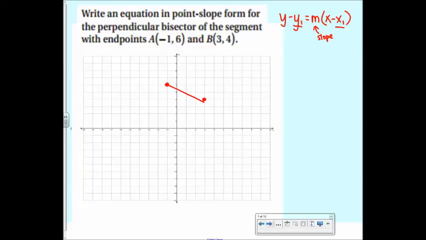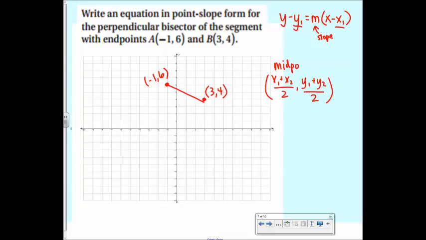So how would I do that? How could I take a look at this segment here, and I want a line that's going to cut it at a right angle, and I want it to cut it right through the middle? Well, the first thing I need to do is to find out where the middle is. So how do I find the middle of any 2 points? Hopefully you guys are saying we use the midpoint formula. And as a reminder, the midpoint formula is (x1 plus x2) over 2, comma, (y1 plus y2) over 2. So the first thing we have to do is find the midpoint.